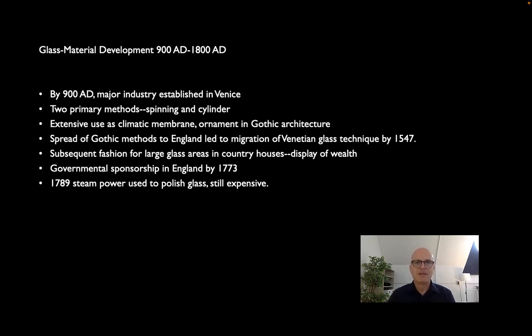Glass becomes a way to show your wealth. We'll look at a couple of examples of particularly ostentatious glass use in 16th century domestic architecture in England.